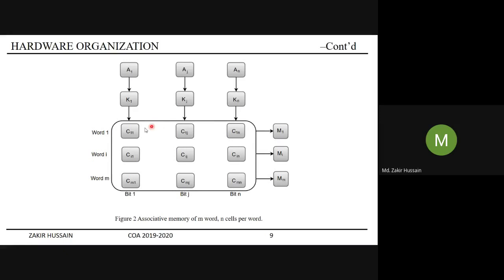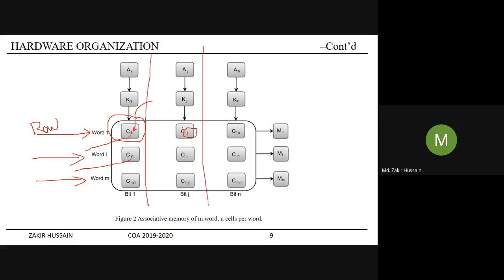So here, the point is, let me take the pen. Everywhere you see the suffix, there are two suffixes. I'm talking about the first suffix. It indicates the word: word 1, word i, word m. So the first suffix is about which word it is, first word or second word. Meaning you can think of it like a row. And the second suffix is about the column. You can think of it column-wise.